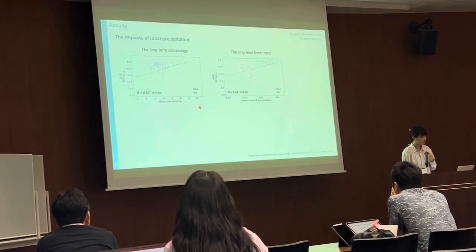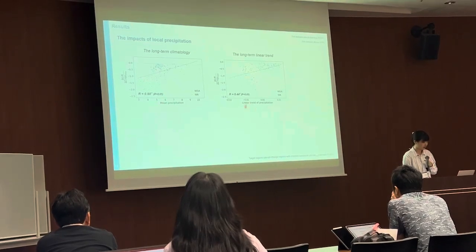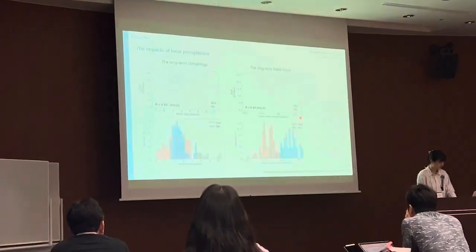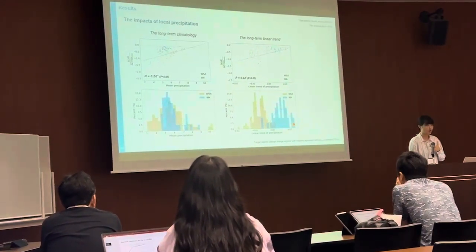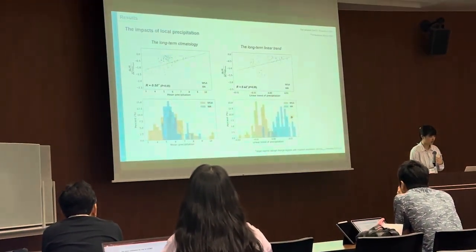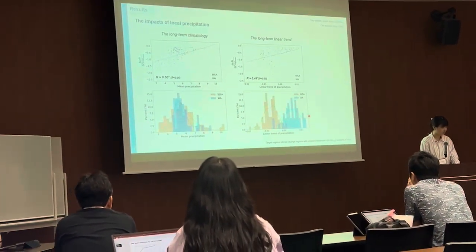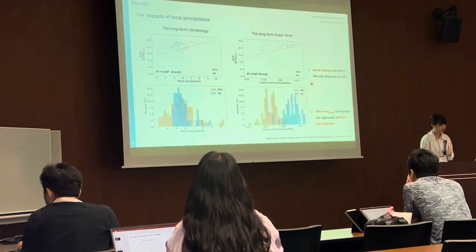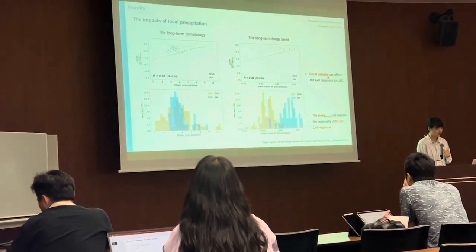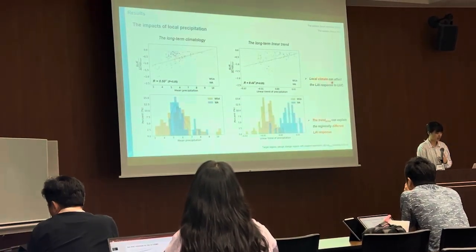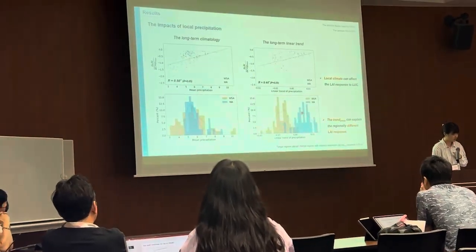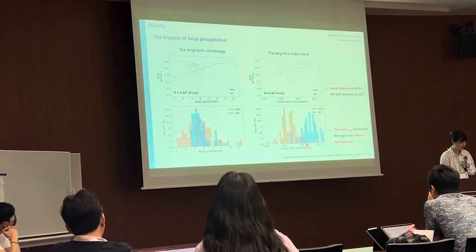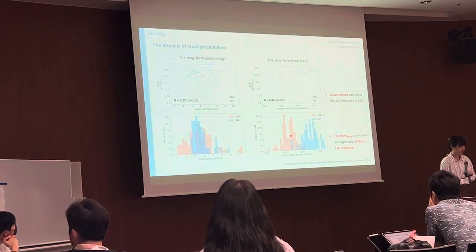And when we compare the climate variables in each region, only the long-term linear trend of precipitation shows a significant difference between these two regions. So from these results, we can find that while the local climate, especially precipitation, can affect the area response to land use change, only the linear trend of precipitation can explain the regionally different area response.